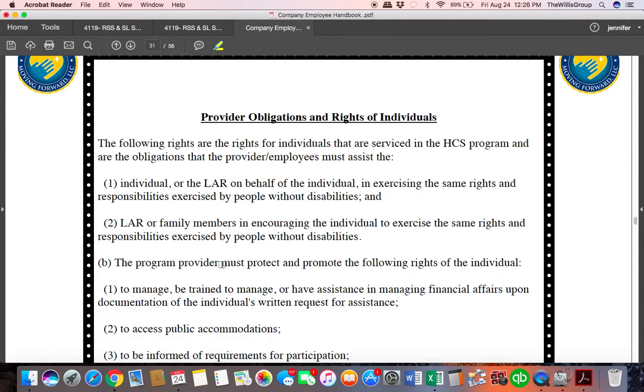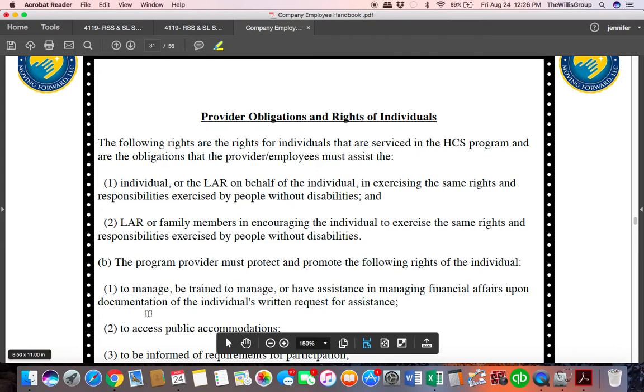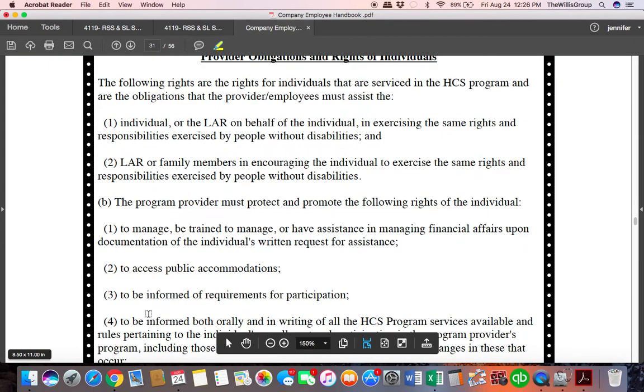Page 31 talks about the provider obligations and the rights of the individual. These are in reference to individuals who are being served in the Home and Community-Based Services Program, as well as the Texas Home Living Program. There are about 44 different rights, and they're essentially reminders of the things that individuals who are participating in the program have the right to do.